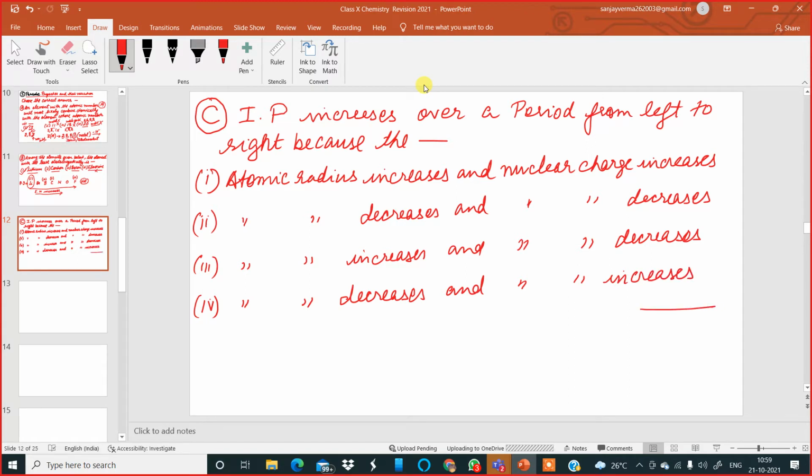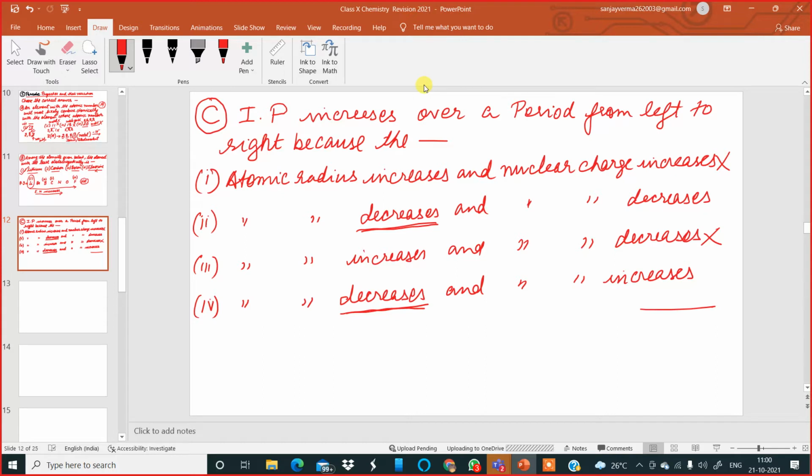Now how to work out the answer? First tell me what happens on moving from left to right to the atomic radius. It decreases. So the answer could be either this or this, no? Yes, sir. So the answer cannot be this one, the answer cannot be this one. So 2 are out, no? This is how you have to work out the answer. Now tell me, what happens to the nuclear charge from left to right?